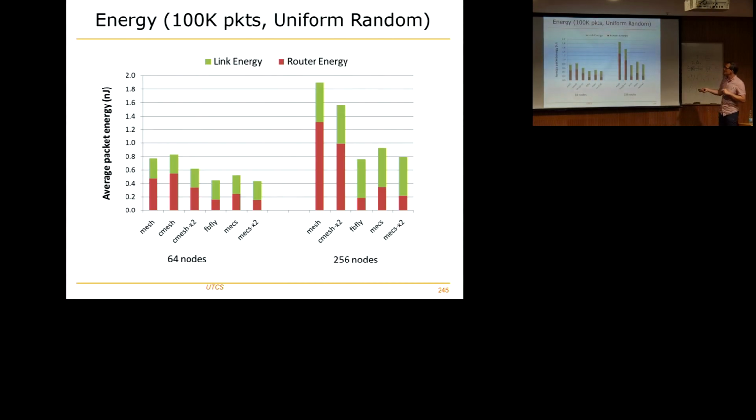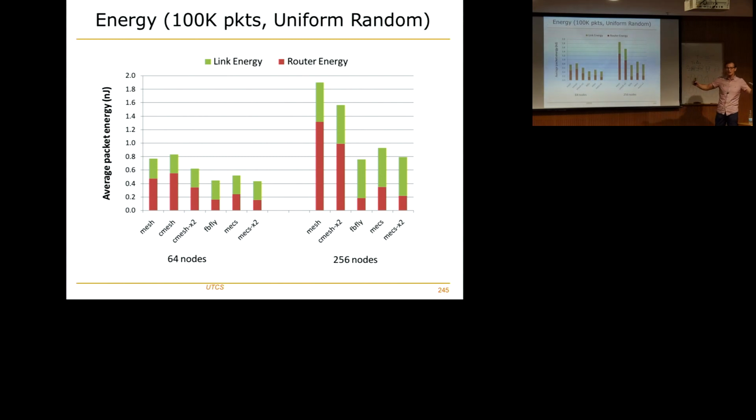Okay, so this is energy. If you look at energy, the energy story is actually not so bad also. This is 64 nodes, 256 nodes. It turns out Flat and Butterfly is quite good in terms of energy because it's not exercising these huge channels all the time. But MEX is also quite good, and meshes are actually pretty bad in terms of energy because you're really going through many, many routers.